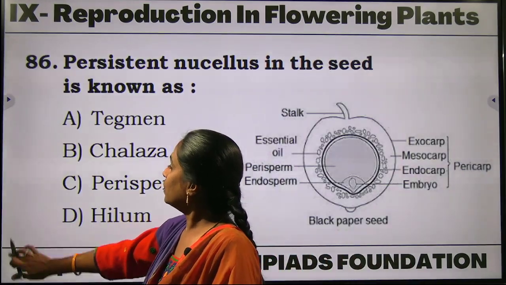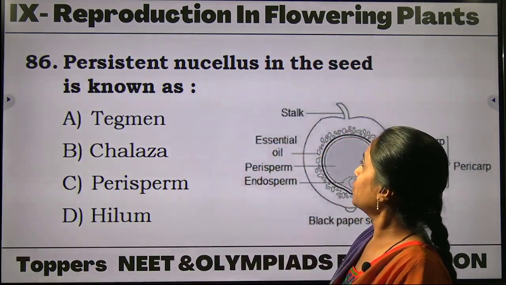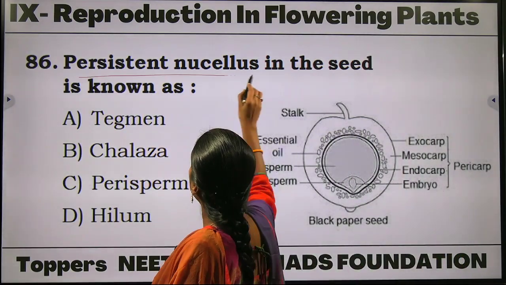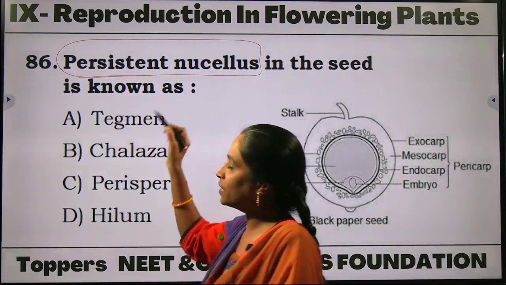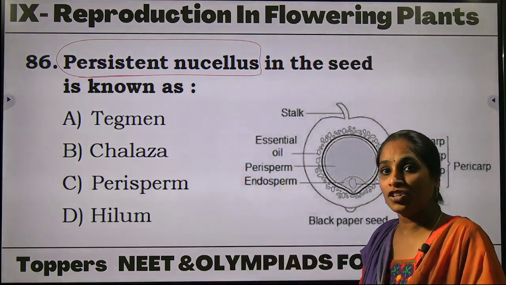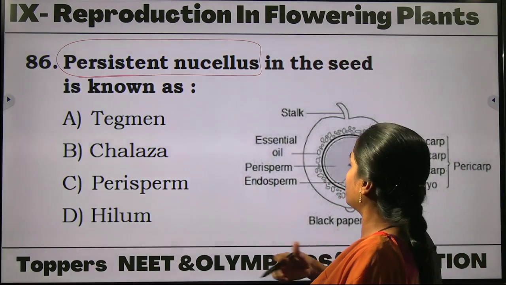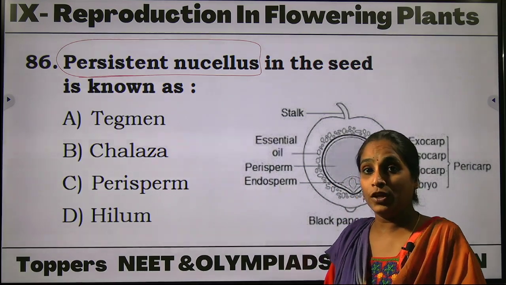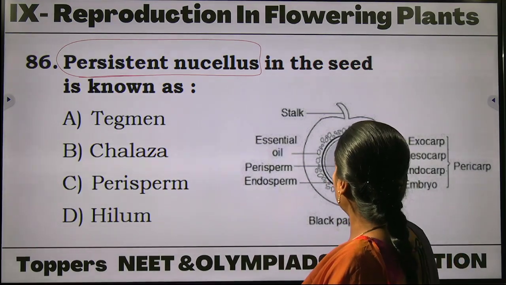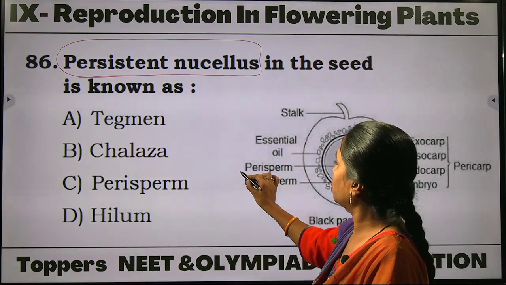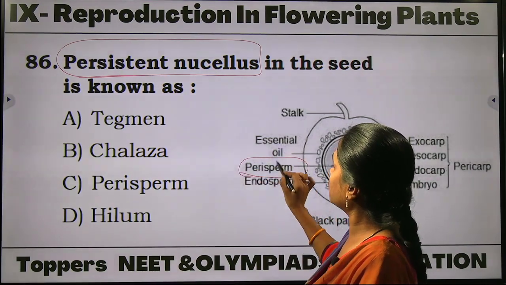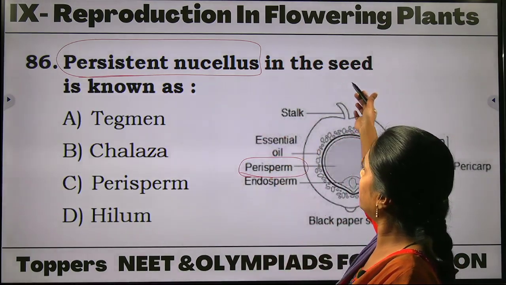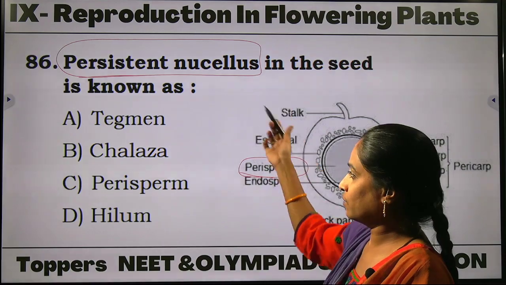Coming to the next question, persistent nucellus in the seed is known as. What is persistent nucellus? The nucellus, especially during the developmental condition, produces the nourishment. Nourishment in the sense nutrients which are required for the formation of zygote, embryo sac and the endosperm. Okay, so there we can observe it is converting into perisperm. The persistent nucellus will be converting into the perisperm. That is what the question is asking over here.